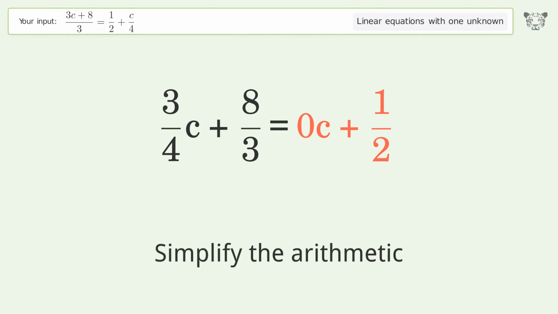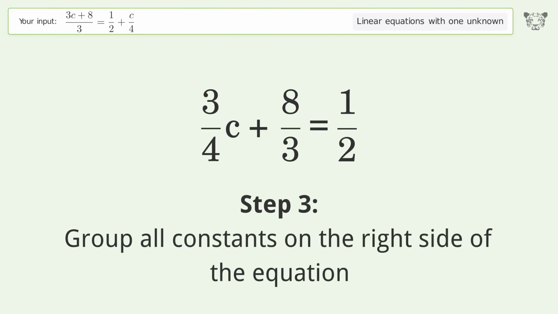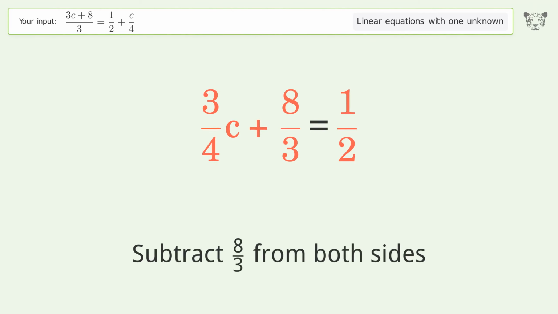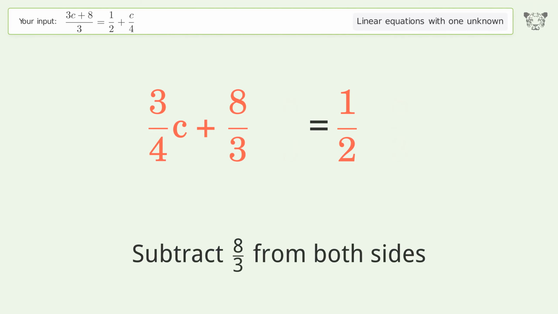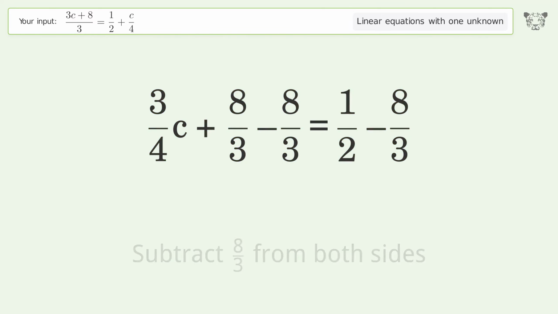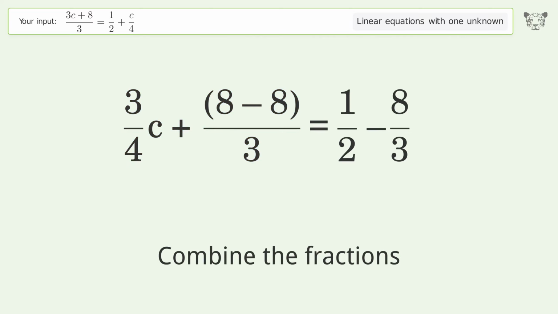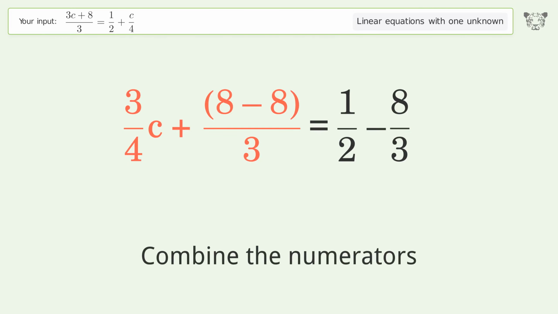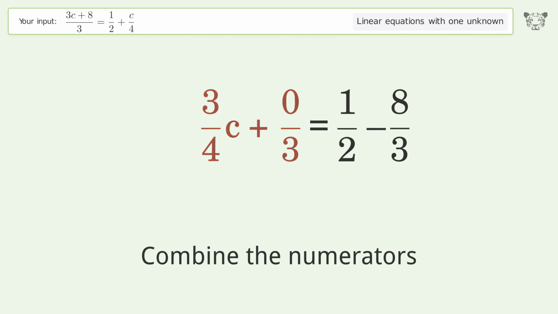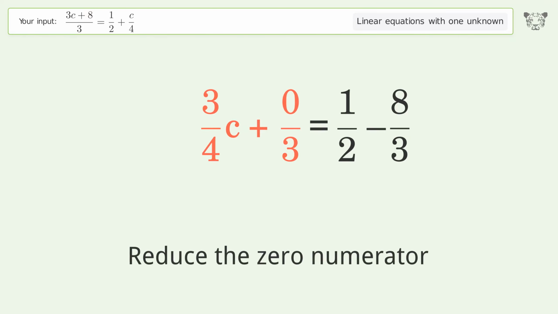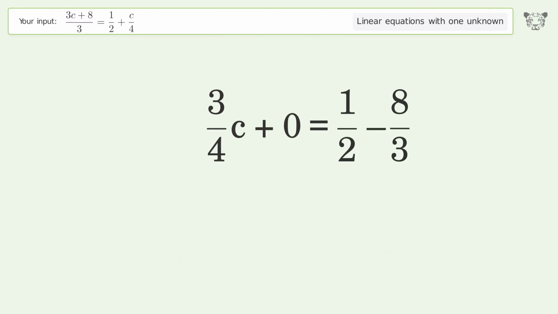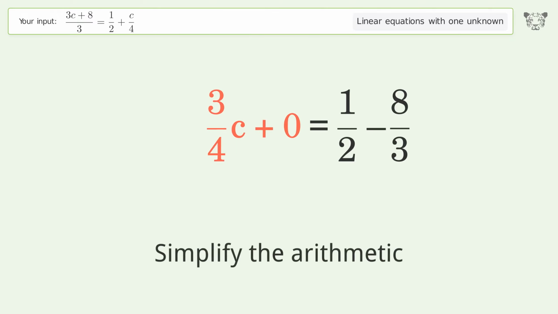Simplify the arithmetic. Group all constants on the right side of the equation. Subtract 8/3 from both sides. Combine the fractions. Combine the numerators. Reduce the zero numerator. Simplify the arithmetic.